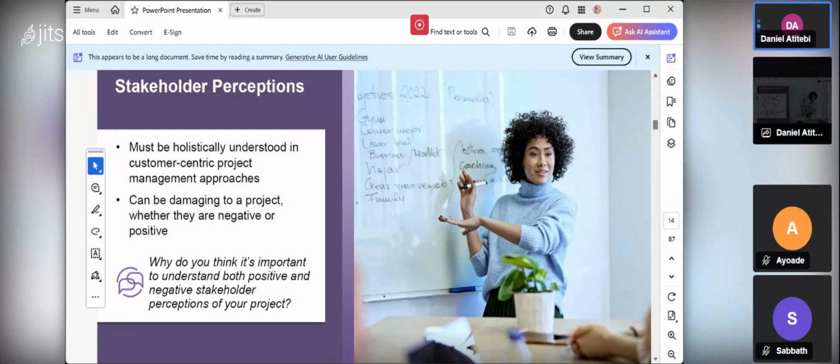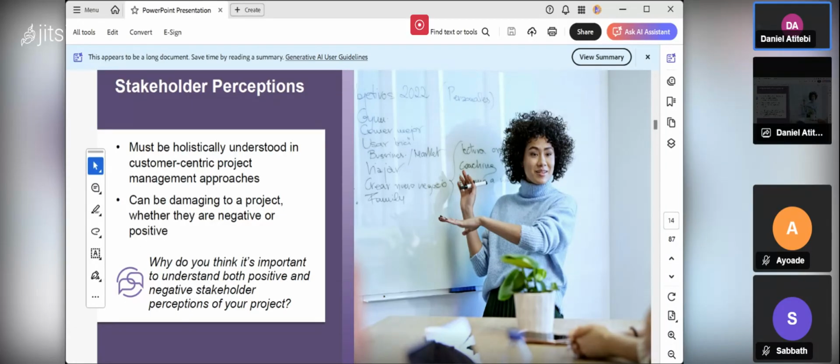So let's look at the stakeholder perceptions. I've said earlier on that for your project to succeed or not to succeed, it depends on how you manage and how you relate and how you engage and how you communicate with the customer. I mean, with the stakeholders.